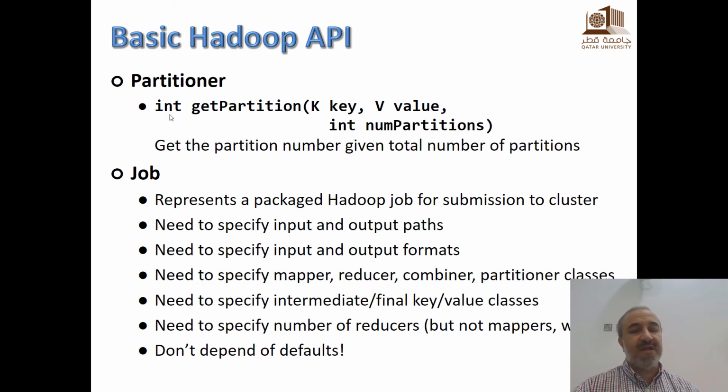Not very sure of that. But you can specify the number of reducers, okay, but you cannot specify the number of mappers. You can give a hint, but the number of mappers actually will depend on the size of the data. Okay? And don't always depend on the defaults. You have to understand what the defaults are, because they might not work well for your purpose.